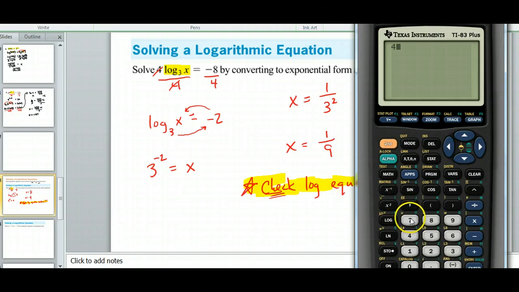Alright, so I've got the log base 3 of x. Remember, to do a log of a different base, you'd use the change of base formula. So if I want to do log base 3 of this input, which is going to be 1/9, I need to do the log of 1/9 and then divide by the log of the base. The base is 3. That is the log base 3 of 1/9. It's just how we have to input it on our calculator. We hit enter, we get -2. So 1/9 works.